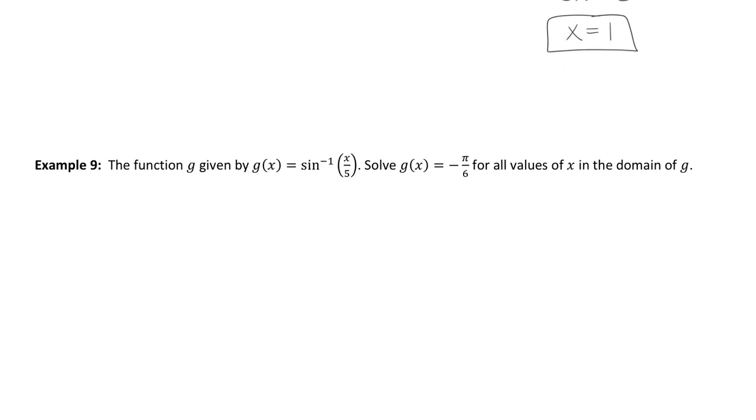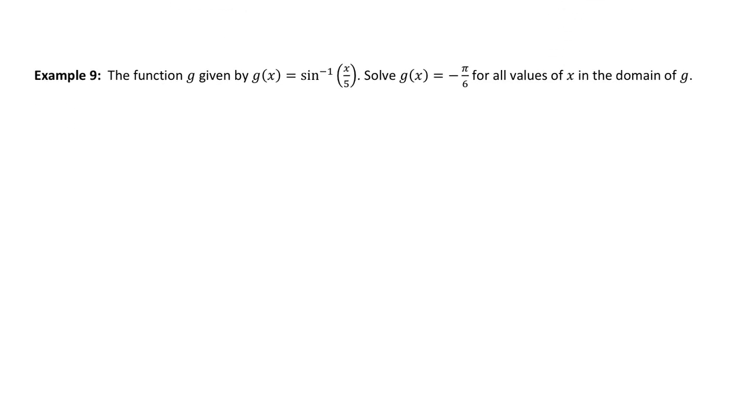Last one. Number 9. The function g is given by g of x equal to inverse sine of x over 5. Solve g of x equal to negative pi over 6 for all values of x in the domain of g. Again, I don't need a general equation because inverse sine already has domain restrictions. But I can go ahead and set this up. I'm going to say inverse sine of x over 5 should be equal to negative pi over 6.